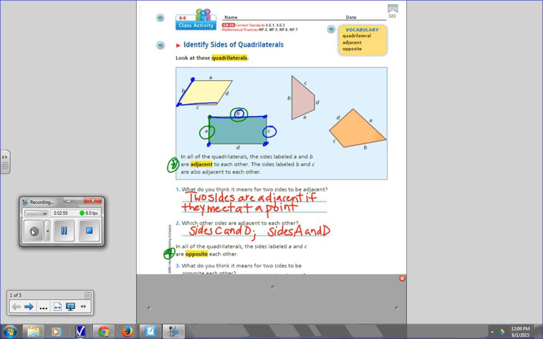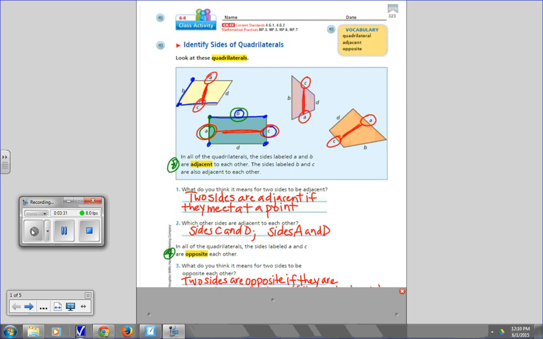In all of the quadrilaterals, the sides labeled A and C are considered opposite of each other, opposite sides. So what do you think it means for two sides to be opposite of each other?